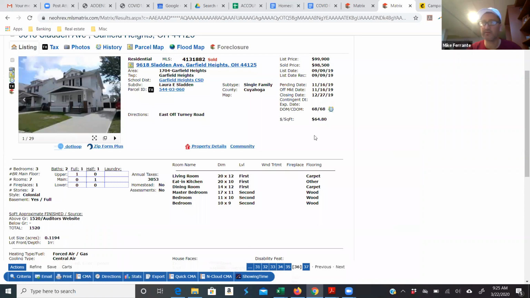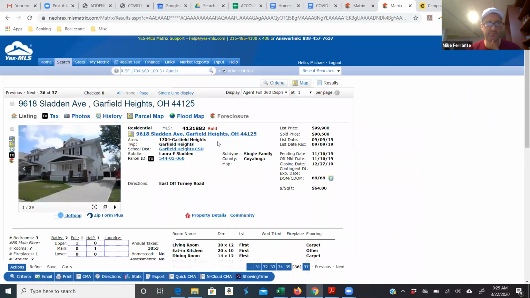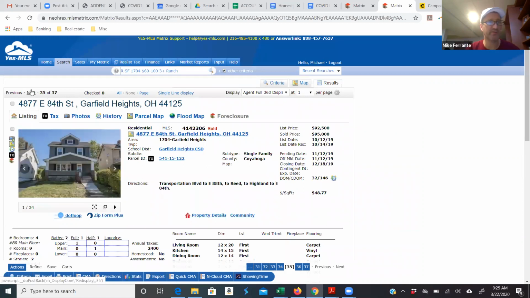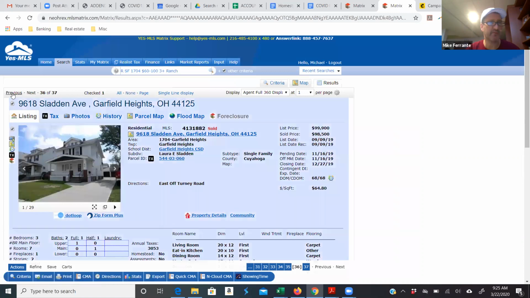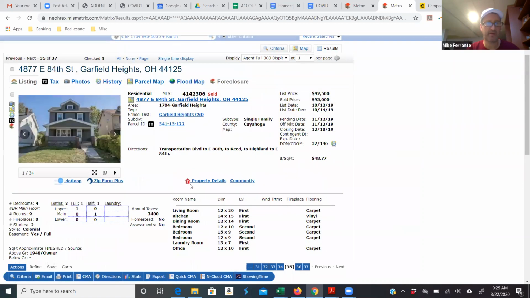64 a foot is after rehab value, just based on one comp. I want to see more. So I'm just going to store this one in my memory. Actually, what I'll do is I'll check it so I remember, okay, here's where our after rehab values could be.